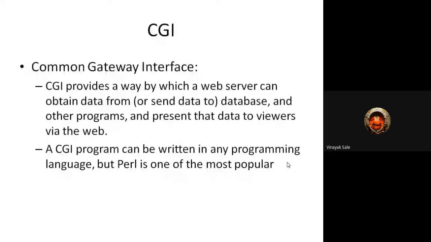Okay. Then Common Gateway Interface. CGI provides a way by which a web server can obtain data from, or send data to, databases and other programs and present that data to viewers via the web. A CGI program can be written in any programming language, but Perl is one of the most popular languages.